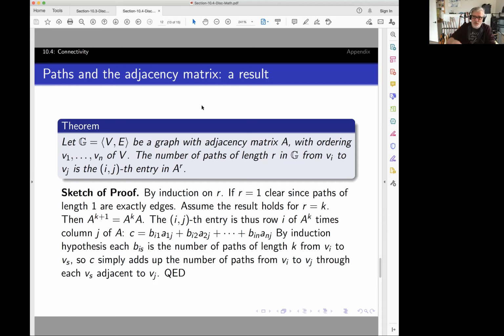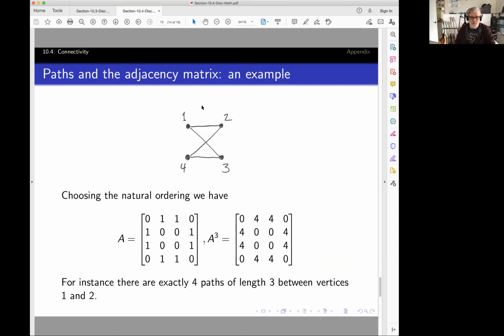I'm going to do the proof on the whiteboard in just a sec, because written like that, it's pretty tough to figure out. But before I move on, let me show you an example. This is my graph G, and I've chosen the natural order for the vertices 1, 2, 3, 4. This is the adjacency matrix for that graph, and I computed its third power.